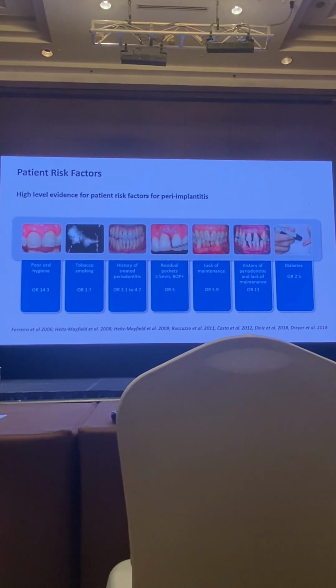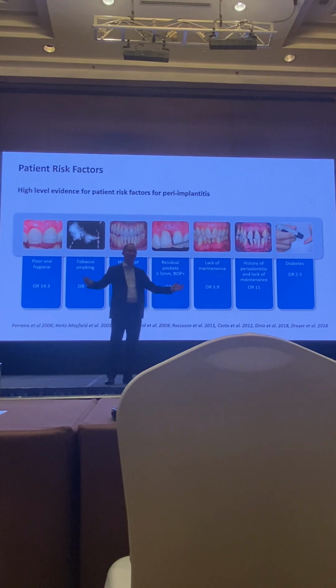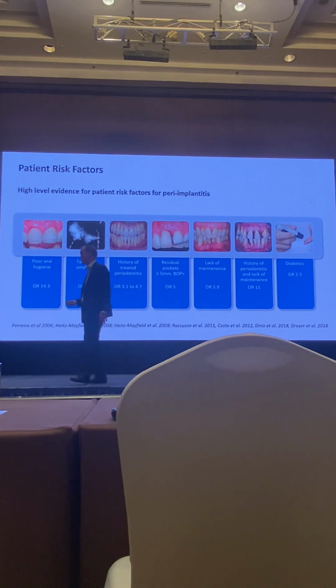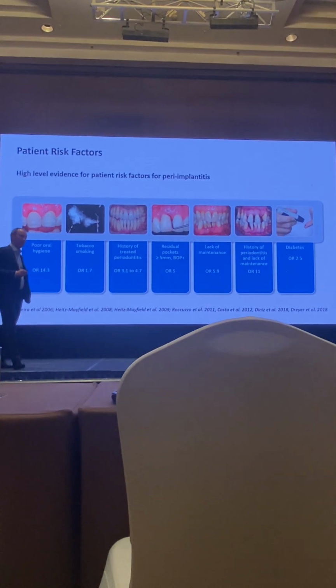So now I have a patient who smokes, doesn't clean their teeth, has gum disease, residual pockets, doesn't want to come back for maintenance, and has diabetes. So what do you think the chances are of that patient developing periodontitis? It's almost guaranteed. At some point over the next 3 to 5 to 8 years after you place the implant. So now I ask the next question.